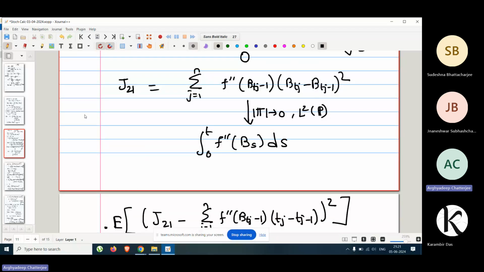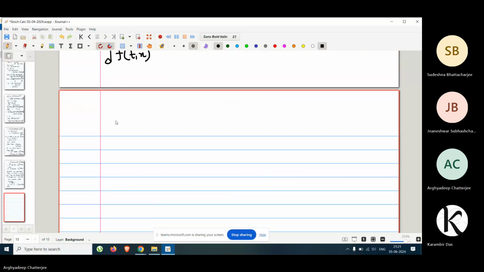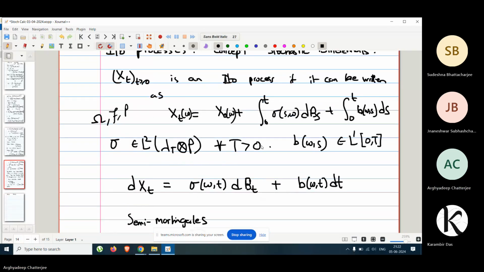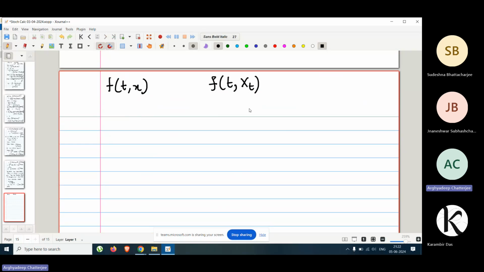So I'll just do the heuristic derivation without any proof. Like we did while doing the heuristics for the formula for one variable, if you take a function f of two variables, f of t comma x, what we want to do is replace t with t and x with xt instead of just bt, because that is more general. We would like to see a form for f of t comma xt. So how should we go about deriving it?